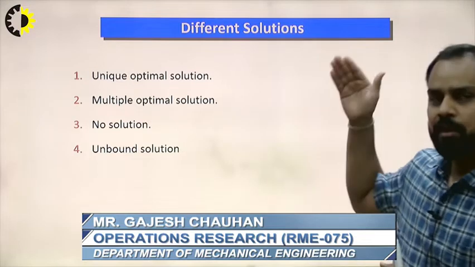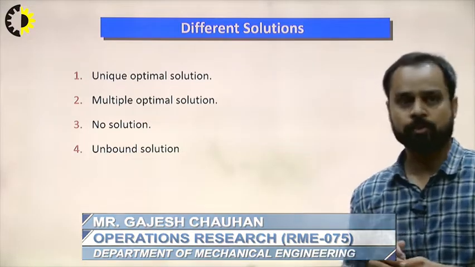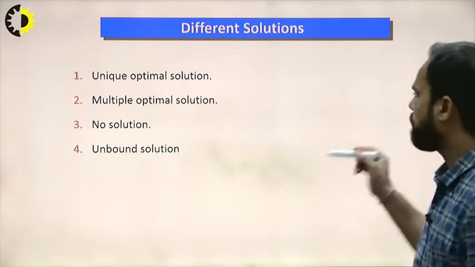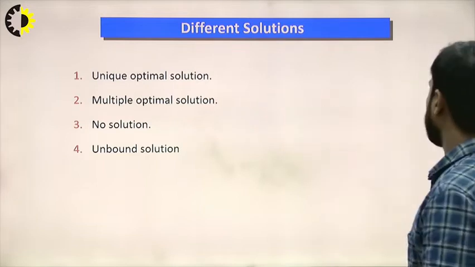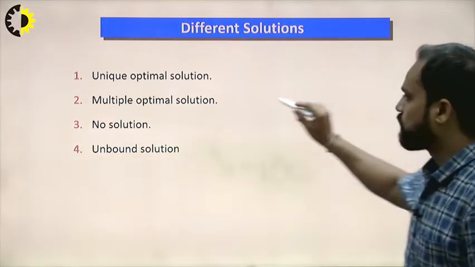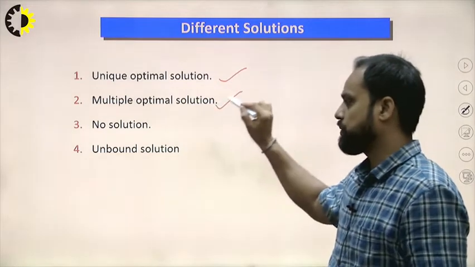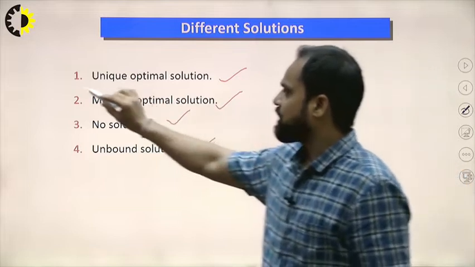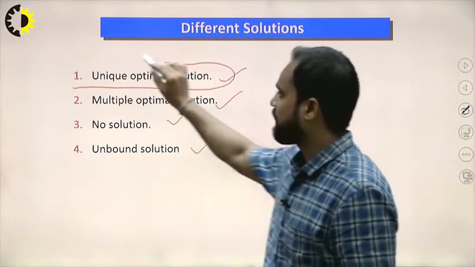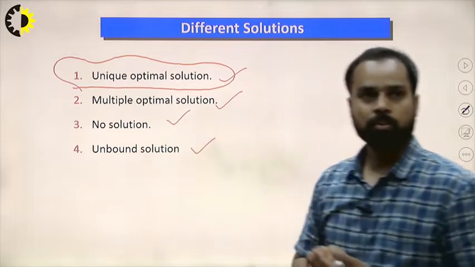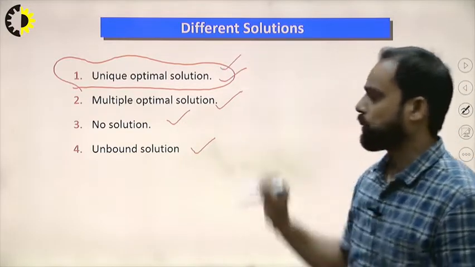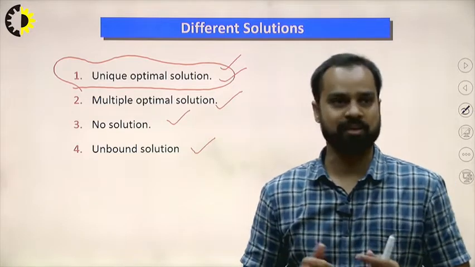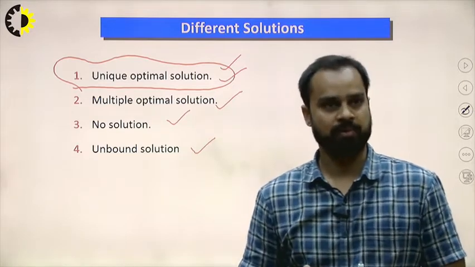In today's class I will discuss the different aspects of LPP. The problem may have a unique optimal solution, or there is a possibility the problem has multiple optimal solutions, no solution, or an unbounded solution. In the last video I took an example with a unique optimal solution, meaning there is only one possible combination of decision variables at which the value is optimal, right?